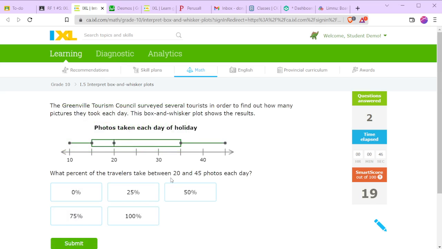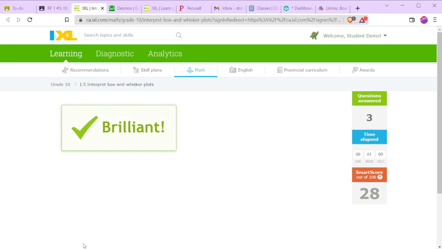What percent of the travelers took between 20 and 45 photos each day? That's from the median to the upper limit. So that's 2/4, which is 50%. It's a lot wider space on the axis to have only half the data. That means that we have more data points bunched together here. Remember, the box and whisker plots hide the data points.